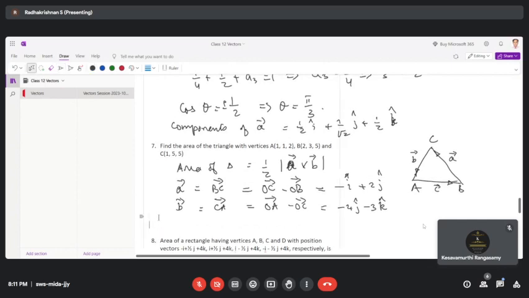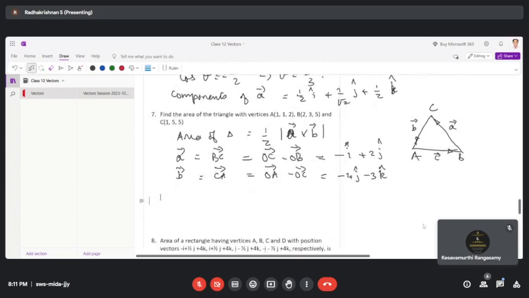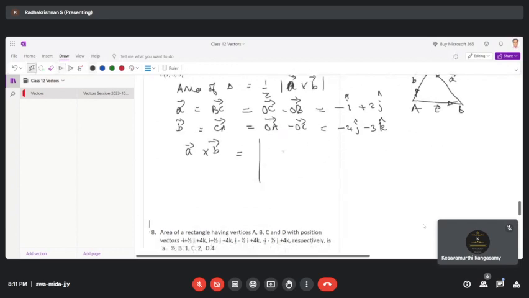Okay, so now how to find the magnitude of A cross B? Like I said, what is the formula for A cross B? It is the determinant with I, J, K. So A is I plus 2J, and B is minus 4J minus 3K. So this is your A cross B.